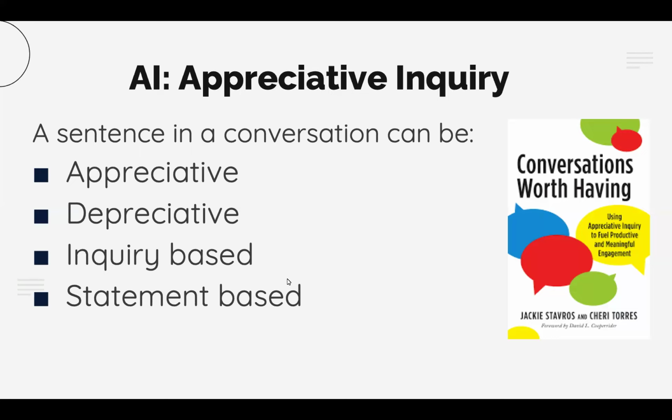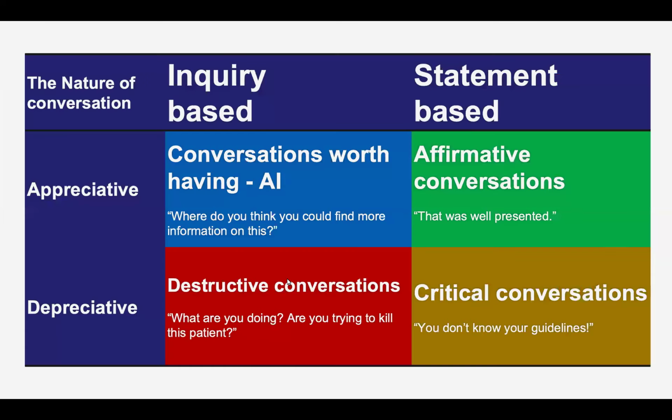And the idea is that when we talk, when we string sentences together in a conversation, when we say something, it can either be appreciative, right, building up, or it can be depreciative, negative or taking away. And we can either ask a question, or we can be making a statement. So this is going to give us a nice graph. We like 2x2 tables, don't we? So I'm just going to show you what the combinations look like.